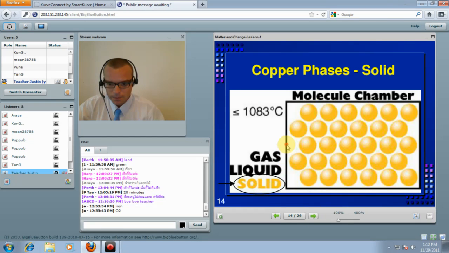Copper. Now I'm sure you know from your chemistry classes, copper is a type of metal. We have a molecule chamber here. And the copper phase, it's solid. So anything less than 1083 degrees C, it would be in its solid state, its solid form.